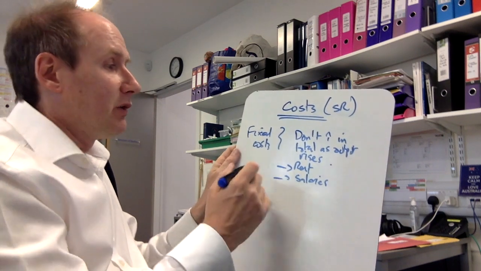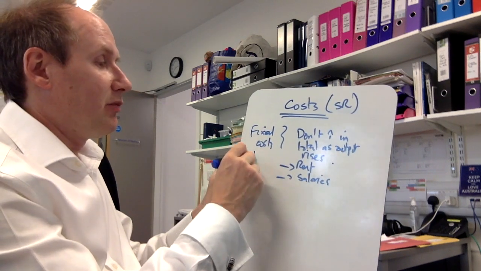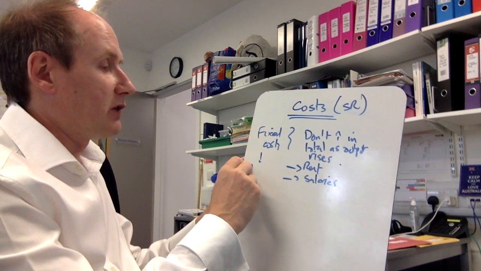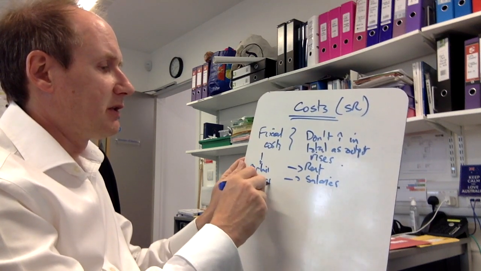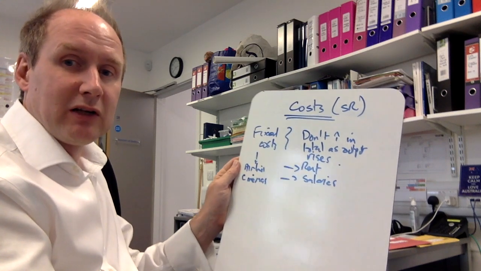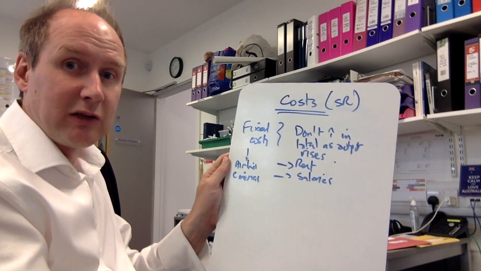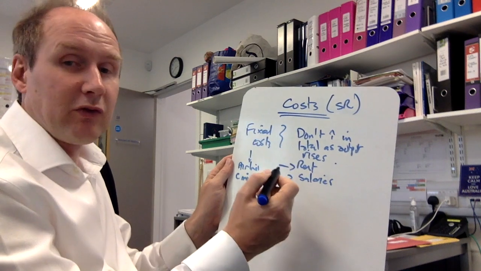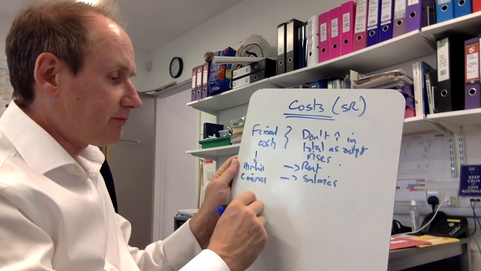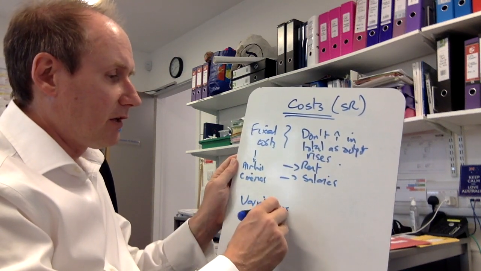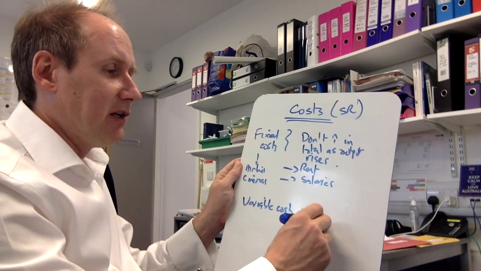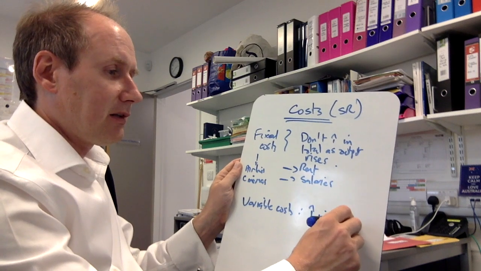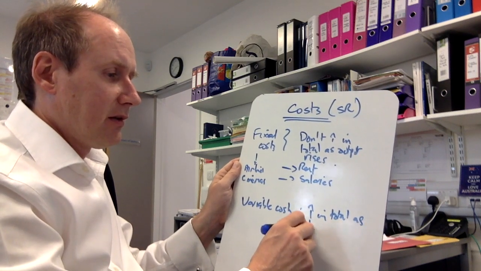We came up with a variety of businesses in which these might be very, very high. We looked at airlines, cinemas. We said in most of those businesses, an extra customer doesn't actually affect your costs at all. Most of their costs are fixed. Variable costs, they do rise as output rises. So they increase in total as output rises.